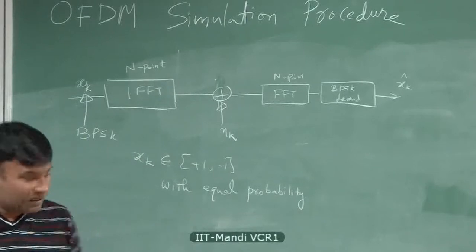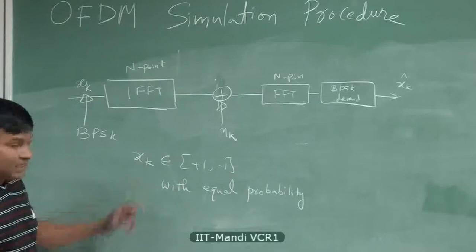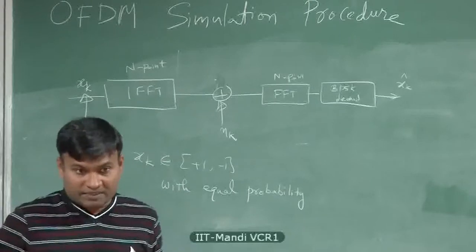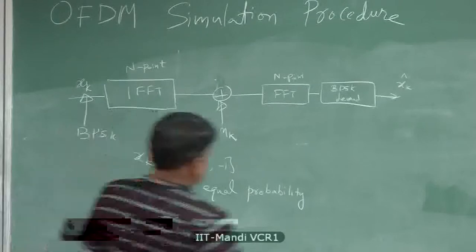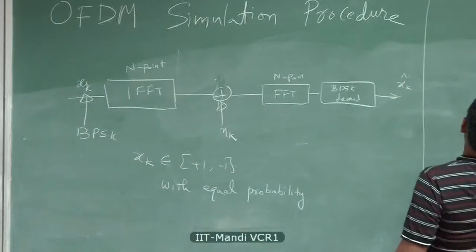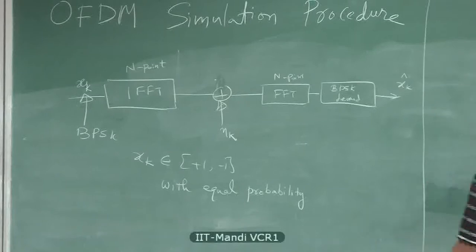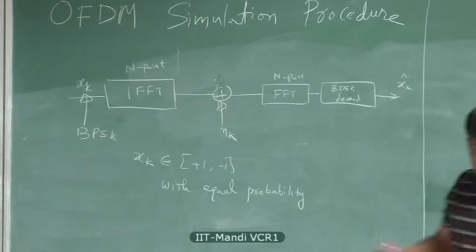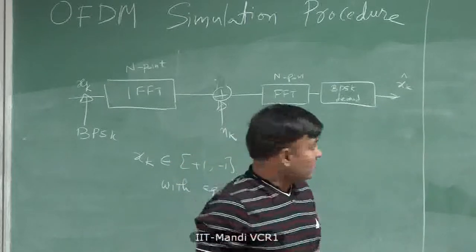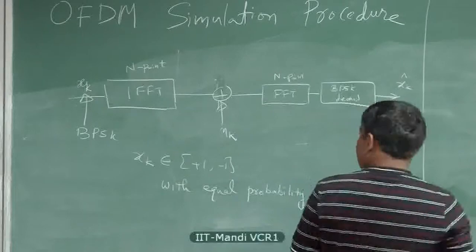The first step in the simulation is to generate X_k for one OFDM symbol. So we're going to simulate one OFDM symbol first. Then you can concatenate a sequence of OFDM symbols. Let's look at simulation of one OFDM symbol.